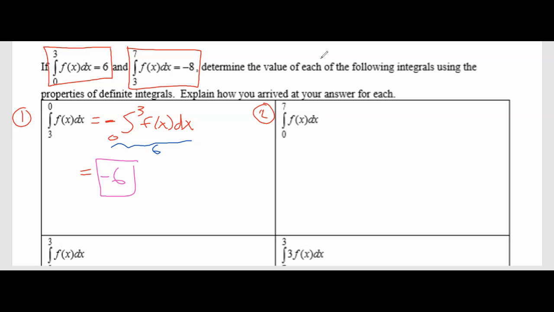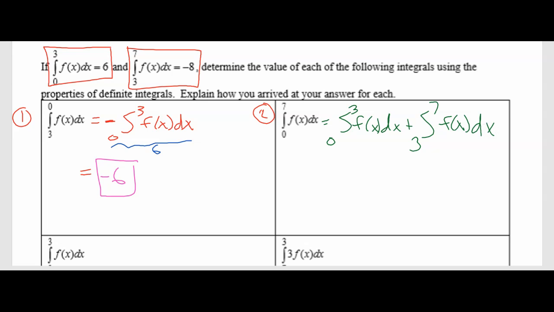For number 2, we actually have to do a sum here, right? Because this is the one where we have a c value in between the 2 limits of integration. So we could break this up and go from 0 to 3, with 3 being our c value, of f of x dx, plus the integral from 3 to 7 of f of x dx.